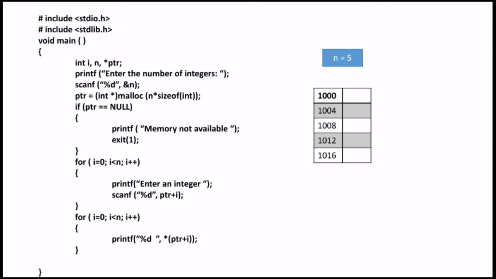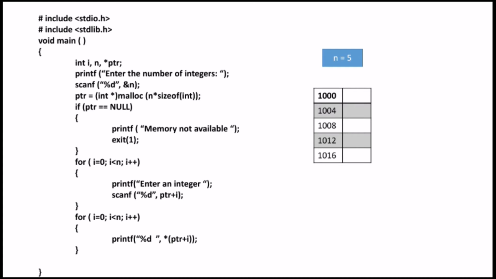Next, we are using a for loop, in which we are trying to insert the values. At the starting ptr address, that is 1000, plus i, that is 0, in 1000 the value which we have entered will be saved. The next time the value of i will become 1, and i is less than n, that is 1 is less than 5. This condition becomes true, so we will enter the second number.